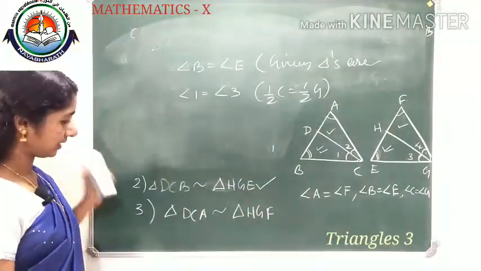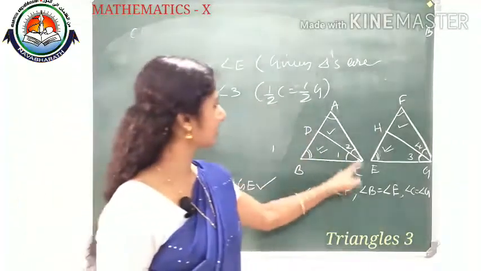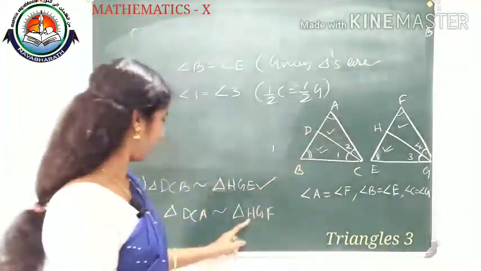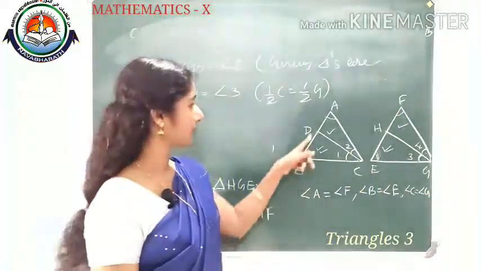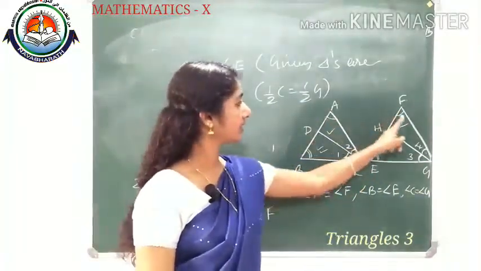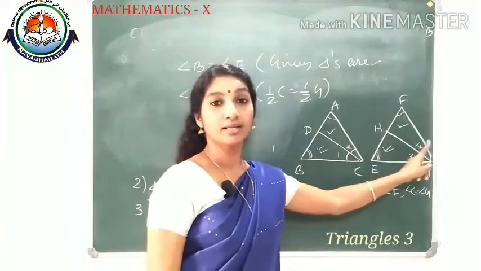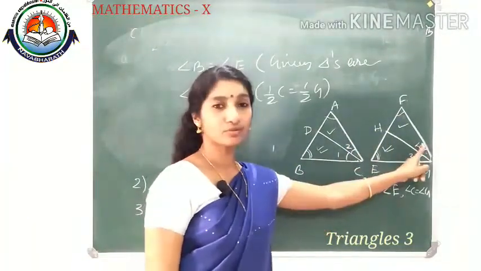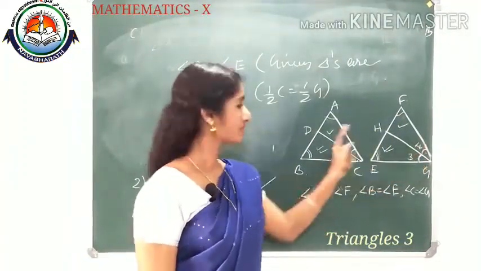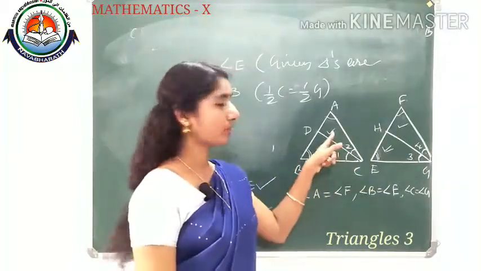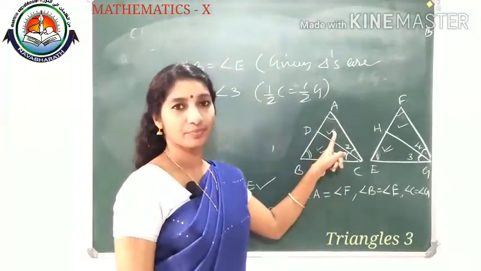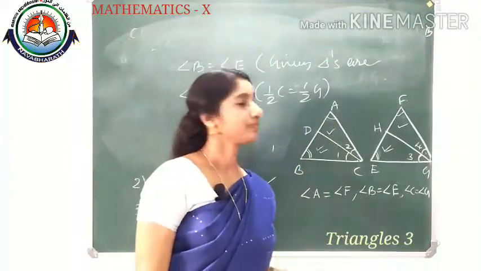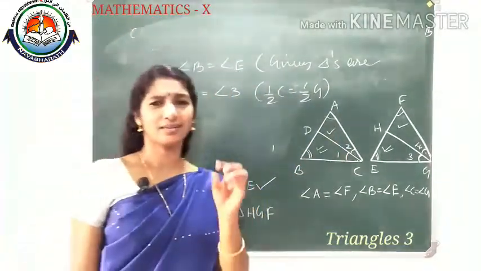And comes the third one, DCA equal to HGF. We have already given the proof, DCA, one angle equal and their halves also here, 2 equal to 4. Okay, so the third one also you are getting. The third one we already proved for the first one. Clear?